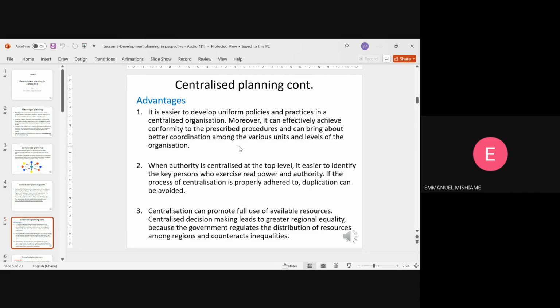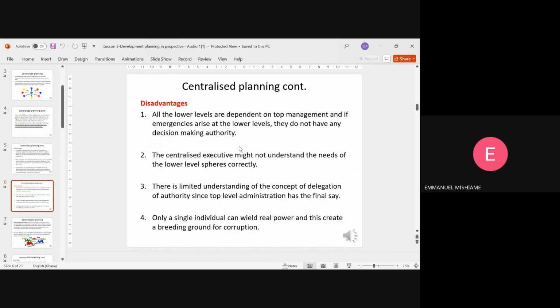So these are the three advantages of centralization. Easy to develop uniform policies. It is also easy to identify key persons who hold real authority, and then promotion of the full use of available resources.